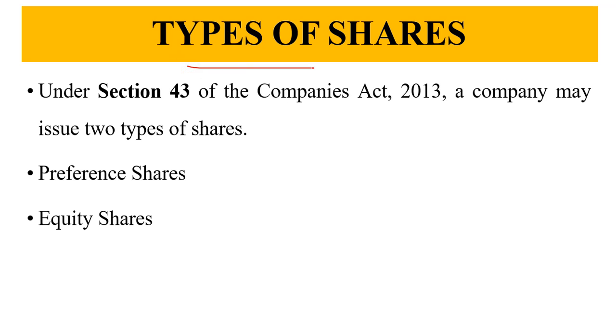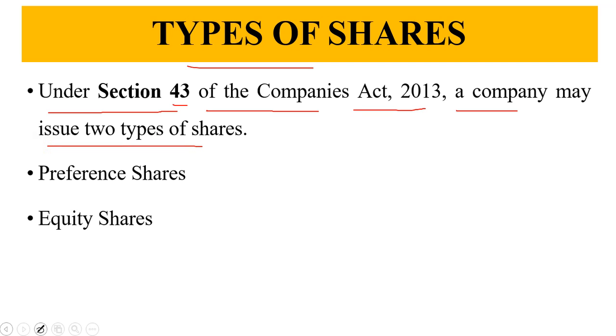Now, types of shares. Under section 43 of the Company Act 2013, a company may issue two types of shares. So as per section 43 of the Company Act 2013, a company can issue only two types of shares. Which are those? First is preference shares and second is equity shares. So a company can issue only these two shares as per section 43 of the Company Act 2013.